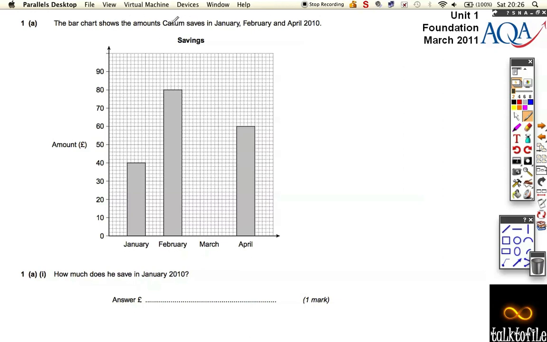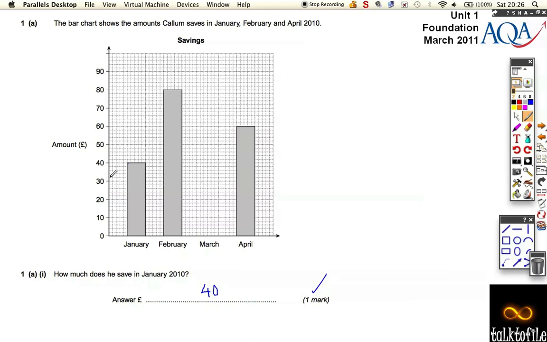We've got a bar chart that shows Callum saving money in January, February, April, and it misses March out. How much does he save in January? Well, a nice easy one to start off with. This bar goes up to 40, so he saves £40. Okay. Easy first mark on the paper. Just be aware, we might need this.